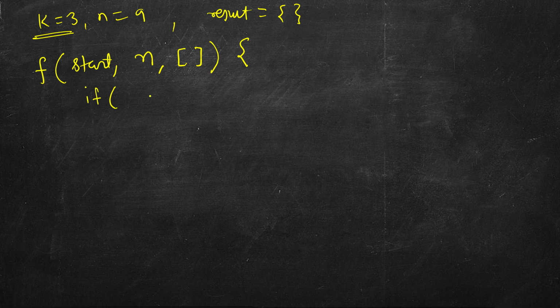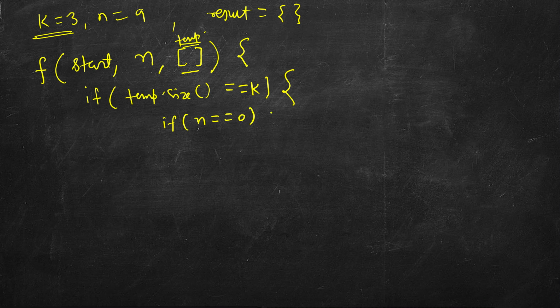So if temp.size, or better to call it combination, since we are trying the combinations. If temp.size is equal to k, then that means no more variables we can add. So we have to check if n is also 0, then this is a valid solution. Then result dot add this temp and return.